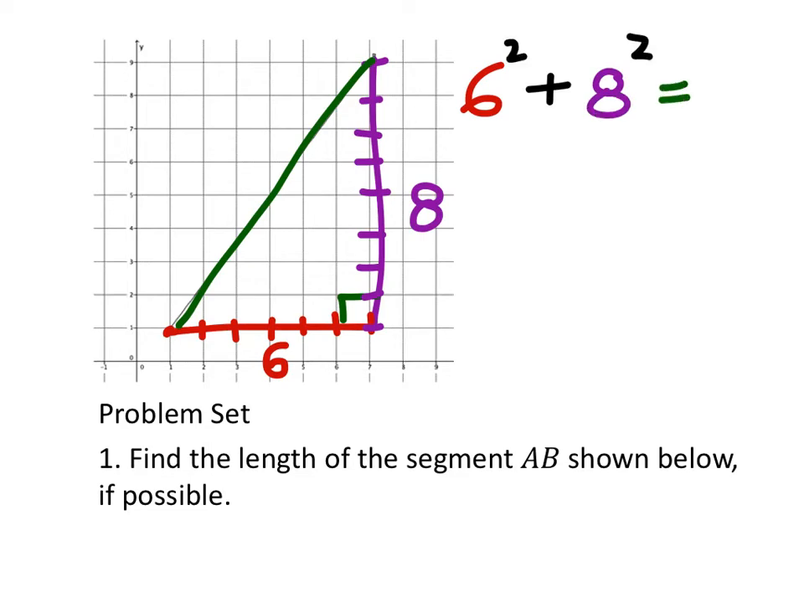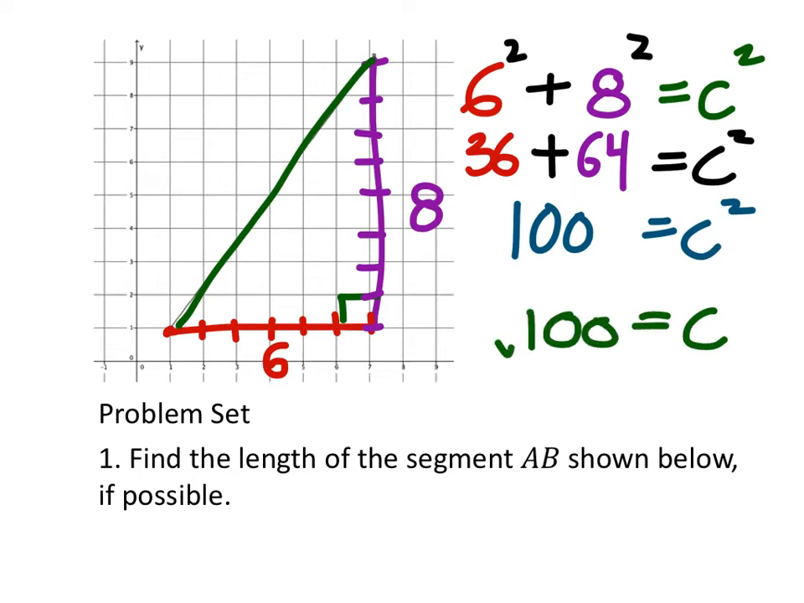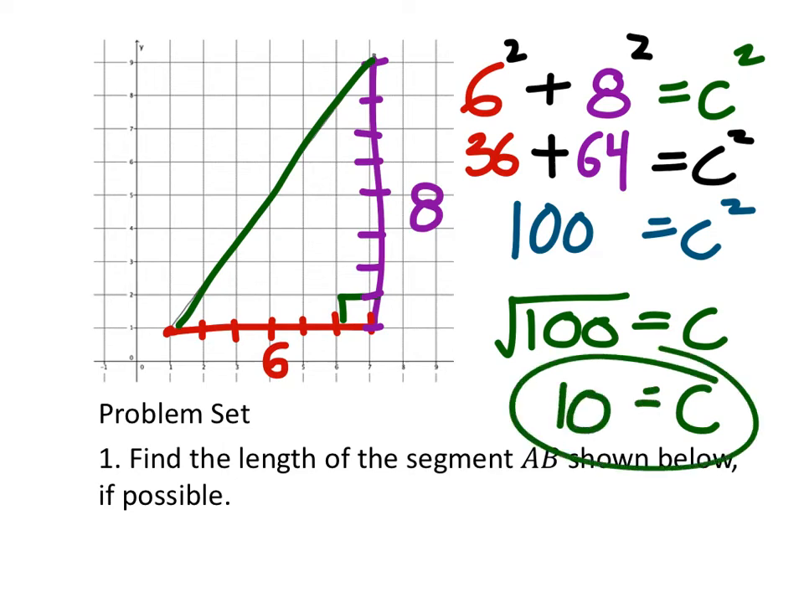When I square those and add those squares together, I will get the length of the hypotenuse squared. So 6 to the power of 2 is 36. 8 to the power of 2 is 64. So adding these two together, 36 and 64 gives me 100, which equals the hypotenuse squared. So if I just want the hypotenuse, C, I'll take the area of that square and square root it. This is a perfect square, which means if I put it in the calculator, it will come in as 10. So I know the length of that segment, AB, is 10 units.